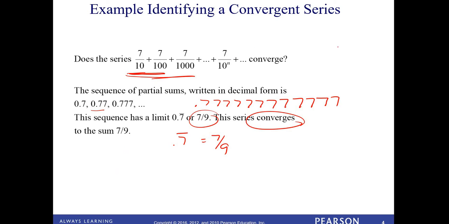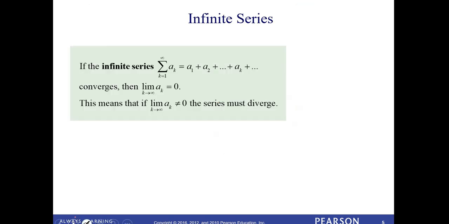Again, we're not talking about the terms. If this was a sequence, this sequence would converge to 0 because the nth term, the biggest term, approaches 0.